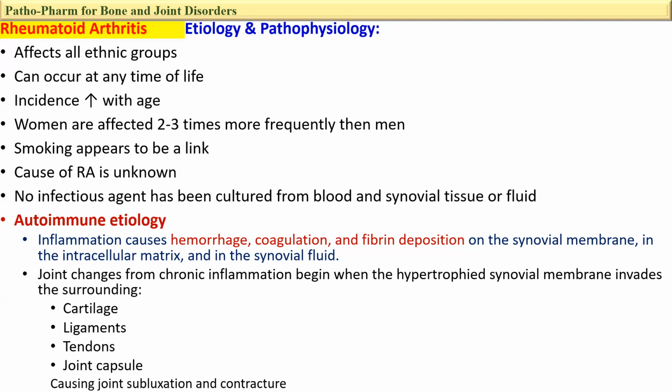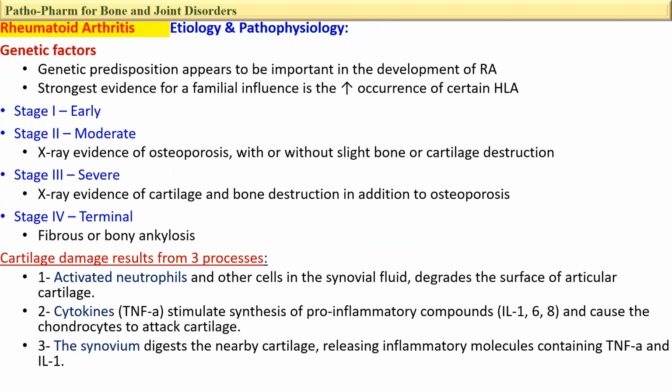So this complex formation will lead to the activation of the complement. In other words, that will result in an inflammatory response and process, an inflammation. The autoimmunity concept here, we said it causes hemorrhage, coagulation, and fibrin deposition in the synovial membrane.